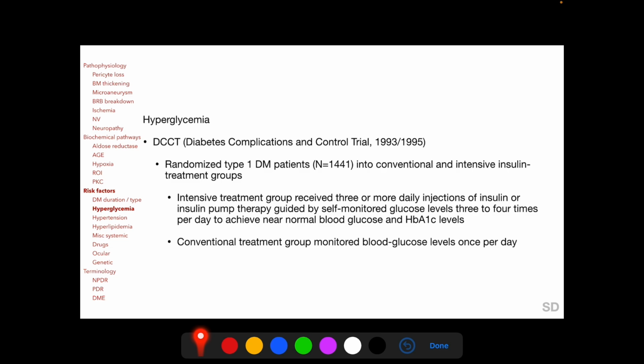The DCCT randomized type 1 diabetes mellitus patients into conventional and intensive insulin treatment groups. The intensive insulin treatment group received 3 or more daily injections of insulin or insulin pump therapy guided by self-monitored glucose level testing 3 to 4 times daily to achieve near normal blood glucose and HbA1c levels. And the conventional insulin treatment group monitored blood glucose levels once per day.